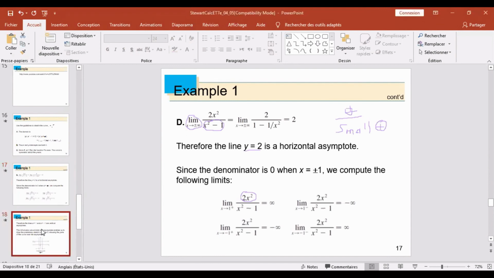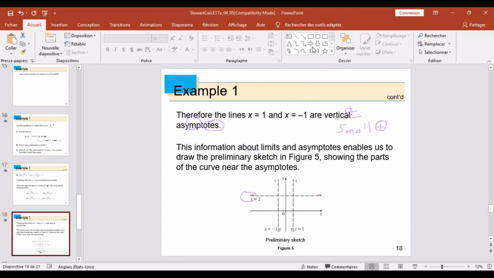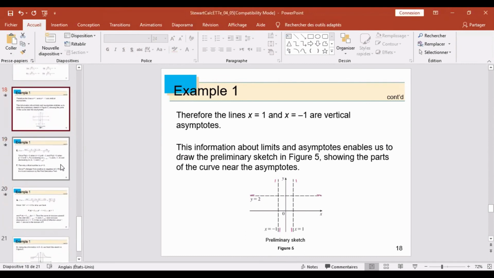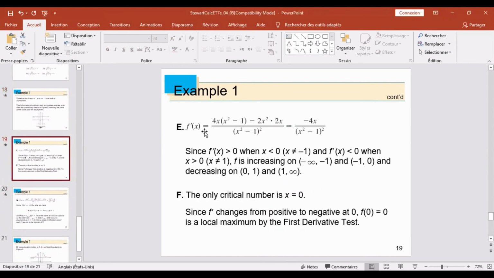Now it's time to draw the graph maybe, because we have all the requested information. Now we have -1 and 1 as vertical asymptotes. We have 2 as horizontal asymptote. This is what we have. Now we will move to know at what time it's increasing, at what time it's decreasing, which is done here. This is the derivative.